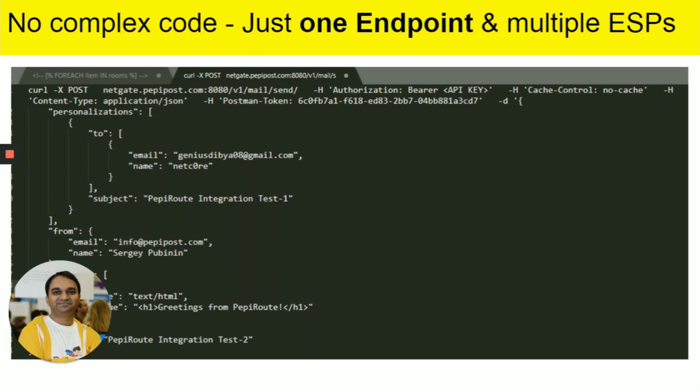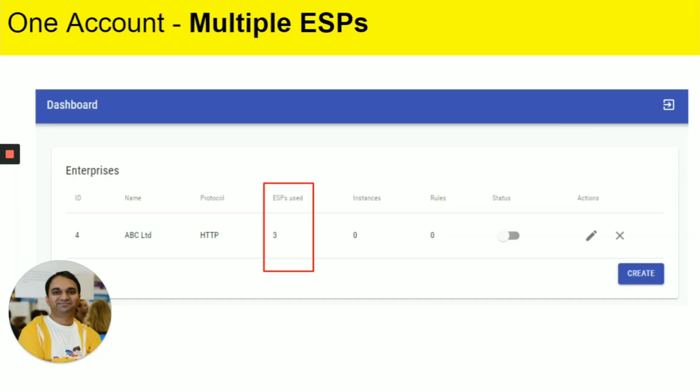So for you, it's no complex code. All the complex coding, PeppyRoute has already done. You need to just integrate with one API, and you can do routing across multiple ESPs. So that's the beauty of this PeppyRoute tool.